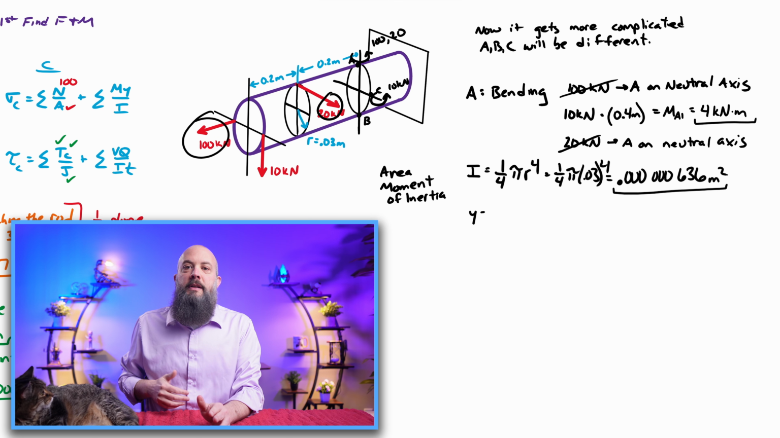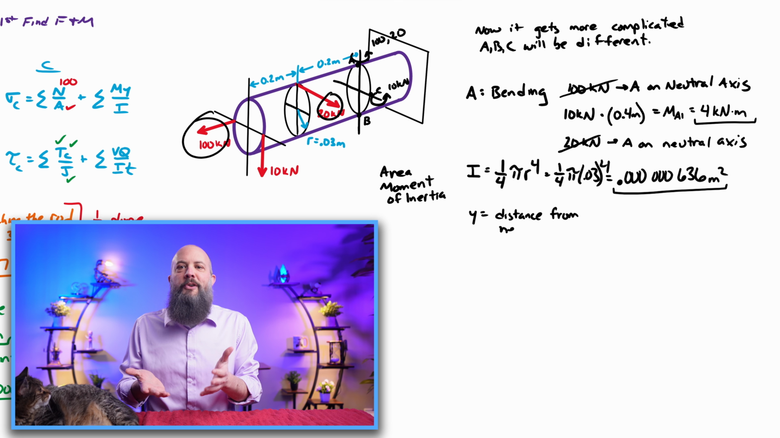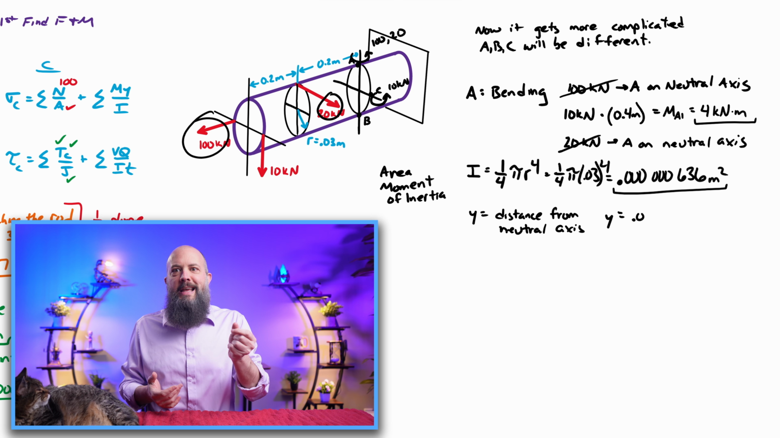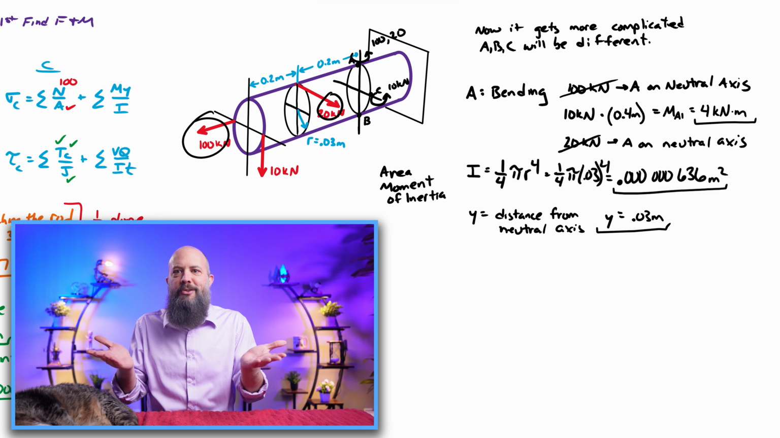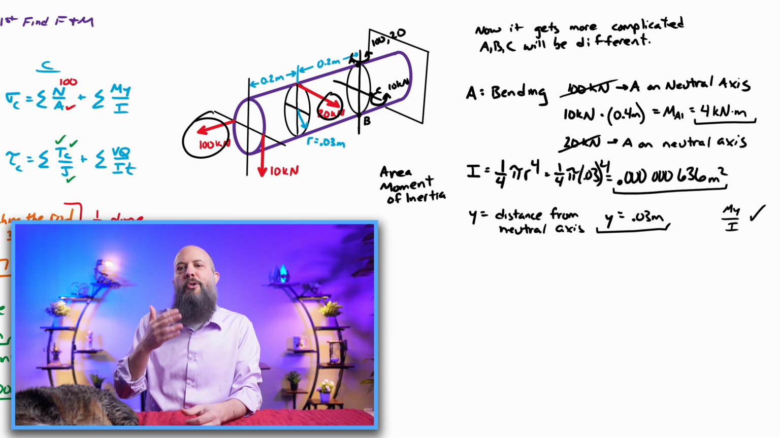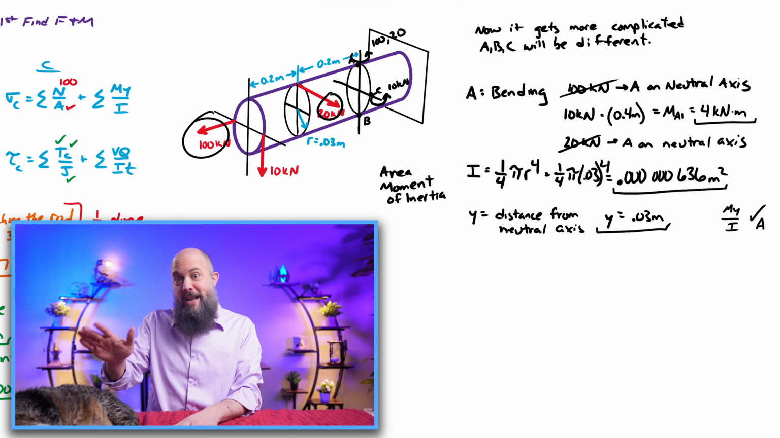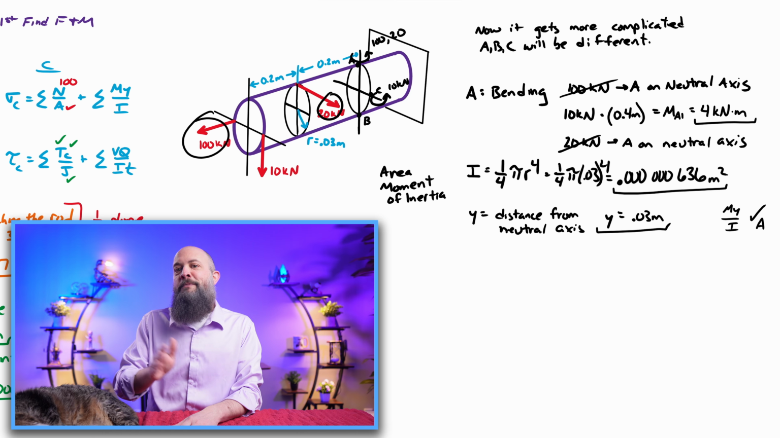Then y, distance from the neutral axis, point A is just the radius away from the neutral axis, which is the center of the rod, so 0.03 for y. So that's bending for point A.